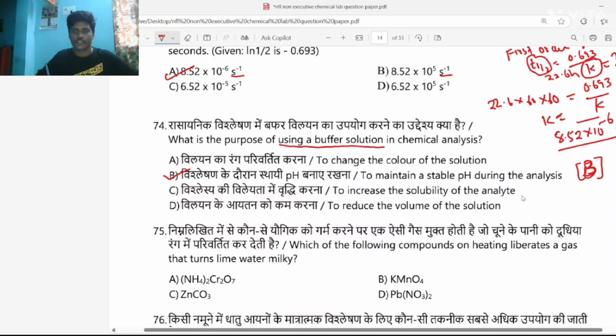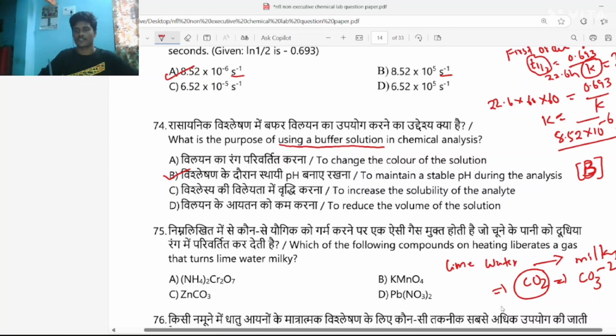Next question, which of the following compounds on heating liberates a gas that turns lime water milky? Very easy question. Lime water turning milky means there is generation of carbon dioxide. Carbon dioxide means a carbonate ion is present. Check which of the options has the carbonate ion. Here it is ammonium dichromate, KMnO4, zinc carbonate, right? Option C is the correct answer.